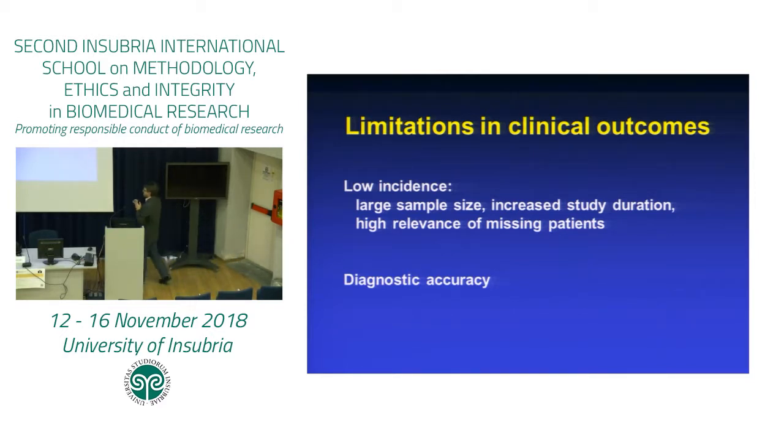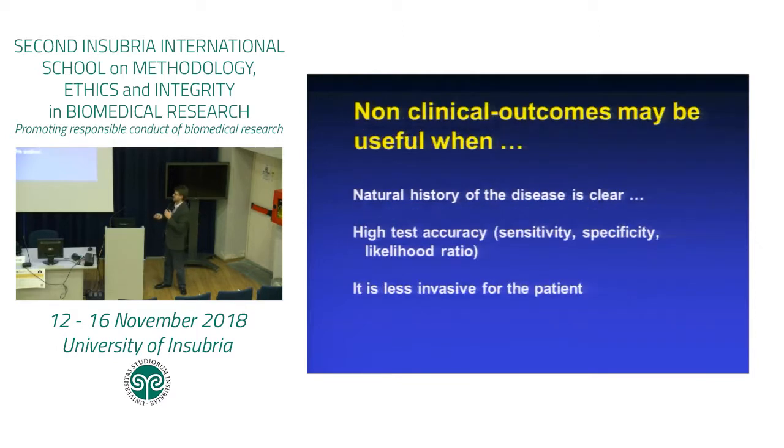Clinical outcomes usually have a low incidence, fortunately. And low incidence, what does it mean? It means to increase the sample size. We'll do some exercise later on. Increase study duration. And if you have an increased study duration and a large sample size, you can miss a lot of patients. It's not good also to miss patients, because at the end they say, oh, you have missed a lot of patients, so it's not a good study. So it's always a balance between choosing clinical and non-clinical outcomes.